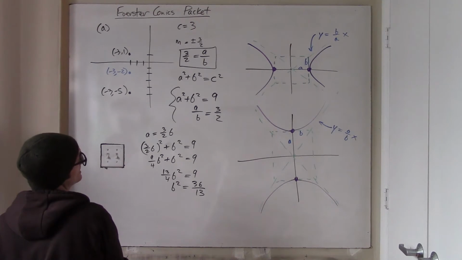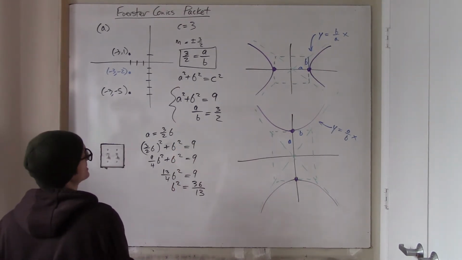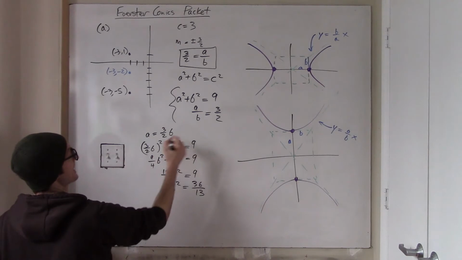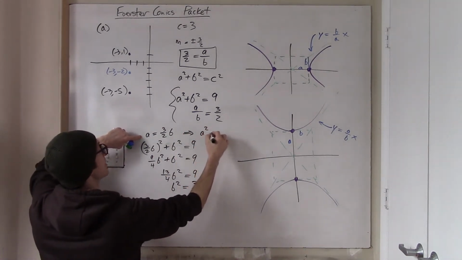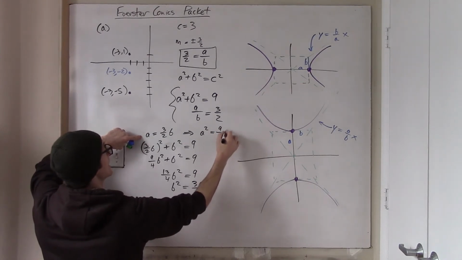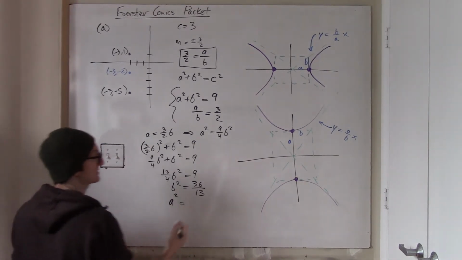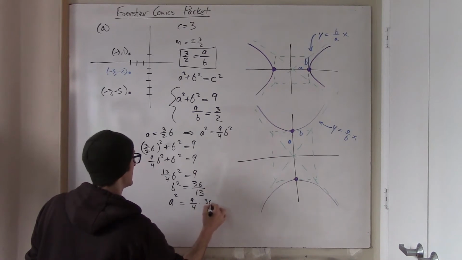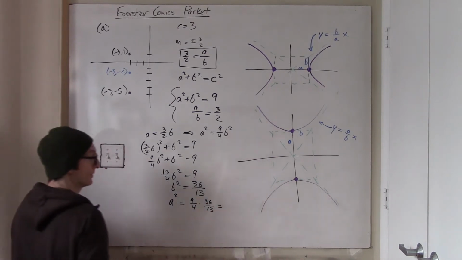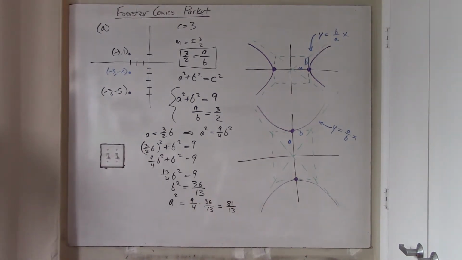What's the best way to do this? Well, to get a, I should multiply b by 3/2. So maybe the simplest thing to do here is to say that if a is 3/2 b, then a squared is just 9/4 b squared. Because I really only need a squared for the formula, so what's a squared going to be? It's going to be 9/4 times this gross number, and that will give me 81/13. That was a little bit of a smooth way of doing this.